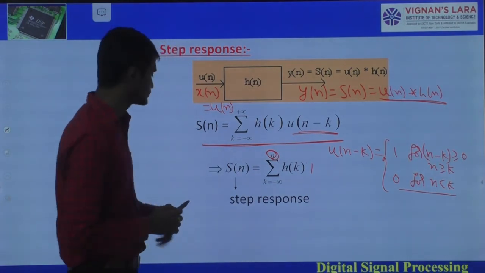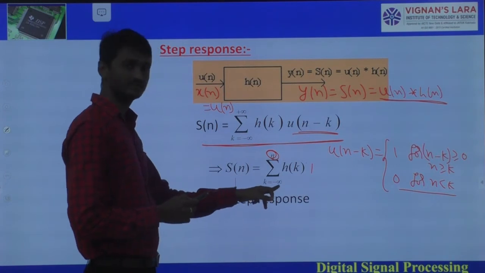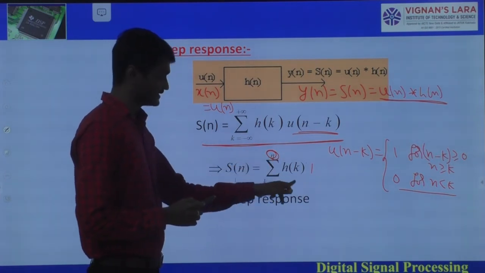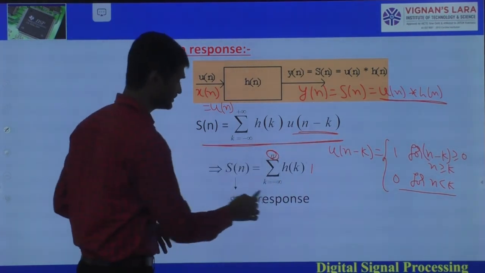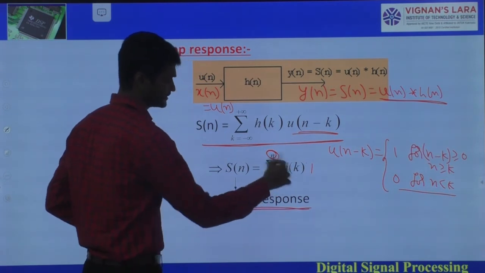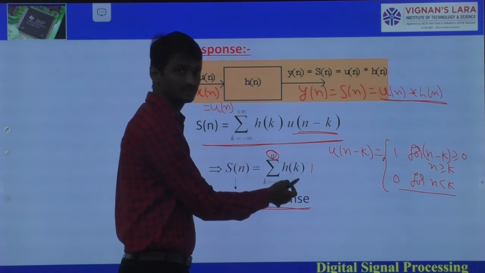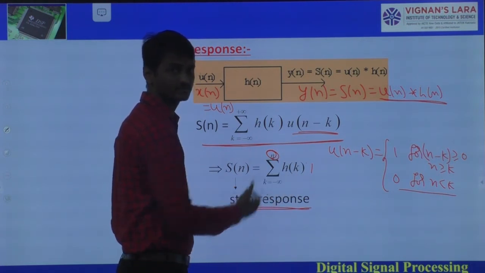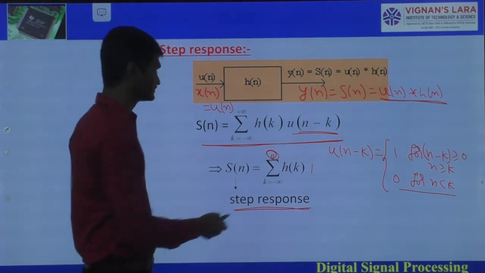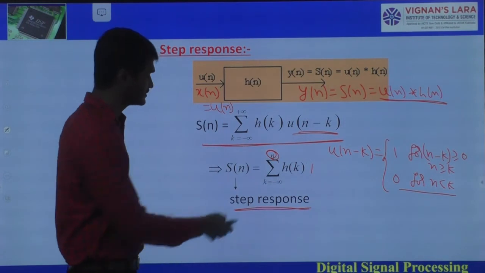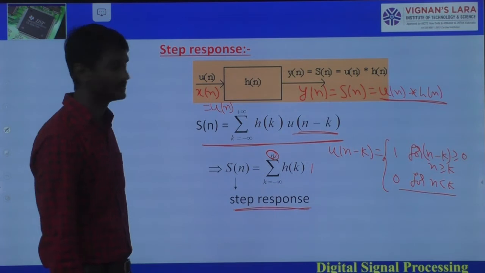right? So the step response will be s of n is equal to the sum over k from minus infinity to n of h of k into 1, because u of n minus k is 1 for these values. So this will be the step response. We can say the unit step response is nothing but the running sum of the unit impulse response, that is, the addition of all those unit impulse response values.